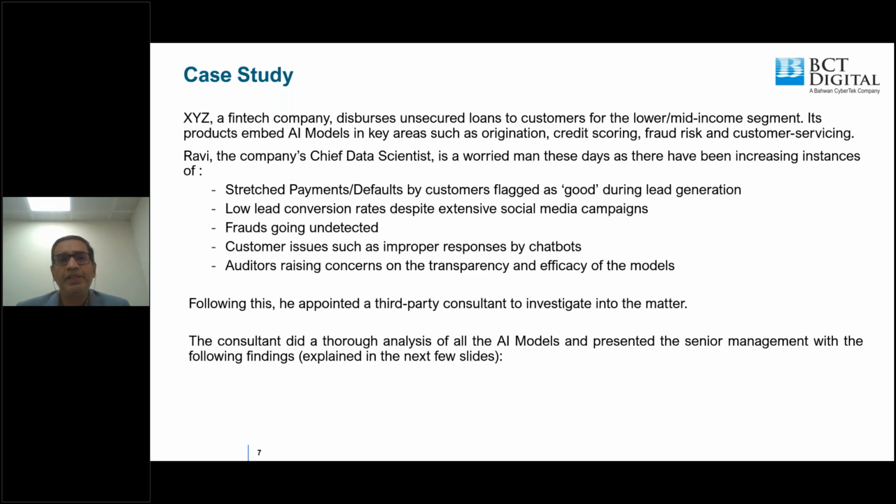And this gentleman, Mr. Ravi, he's the chief data scientist. Now he is faced with a very peculiar problem, in the sense that there have been stretched payments or defaults by customers who have been flagged as good by the AI models. Then lead conversions have been low in the recent past, despite extensive social media campaigns. They have been running campaigns, but it has not been so successful in terms of getting the right conversion. A lot of frauds have taken place despite having those so-called AI models.